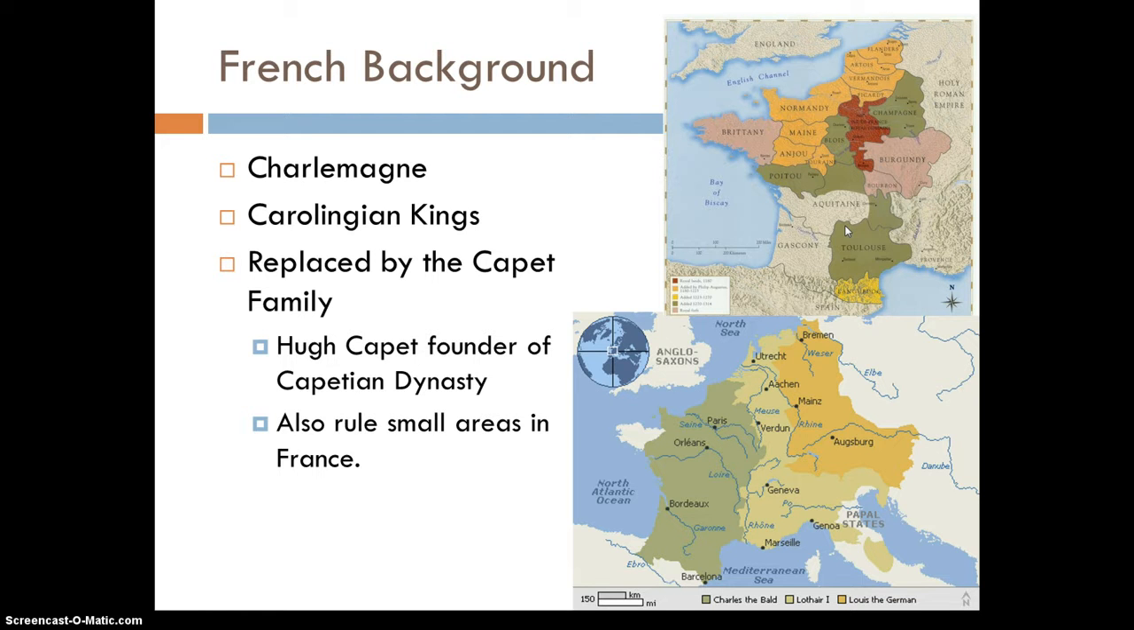Hugh Capet is the first of this new family of kings called the Capetian family. And they only rule one small section. You can see here, this is the section that the Capetians rule, and they will eventually conquer more and more land in order to unite France into one solid country.